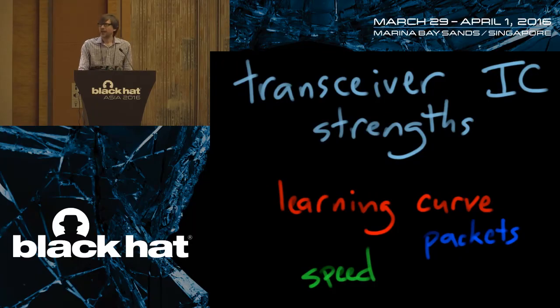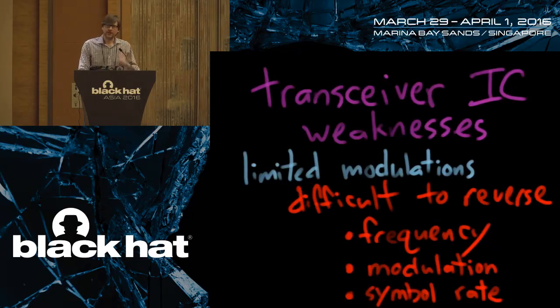And it's very good at dealing with the packet layer or the MAC layer as opposed to dealing with the physical layer. So SDR is really good at the physical layer. Wireless transceiver ICs are more convenient at the MAC layer. And it's very speedy for the reverse engineer to deal with things at the MAC layer. But it does have weaknesses.